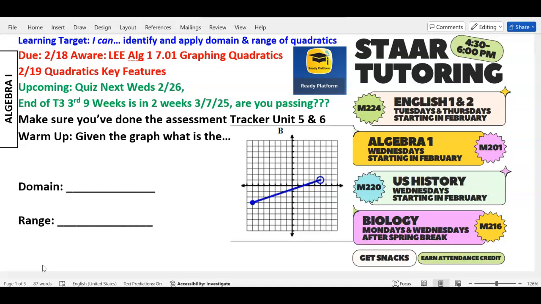Well, anyways, if you haven't done the assessment tracker, we'll get that done. Not today though, but you want to make sure you've done that for Unit 5 and 6 tests. You check Aware, put your grade in the assessment tracker at the top of Google Classroom classwork.